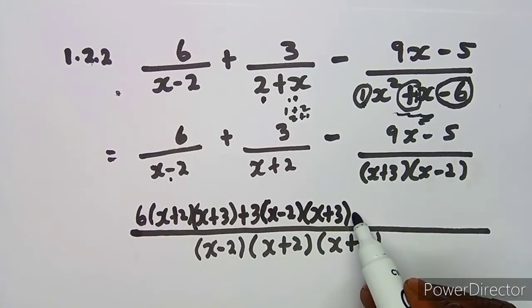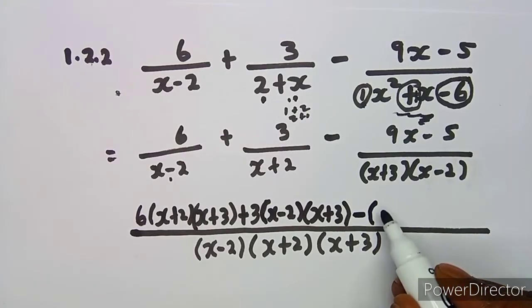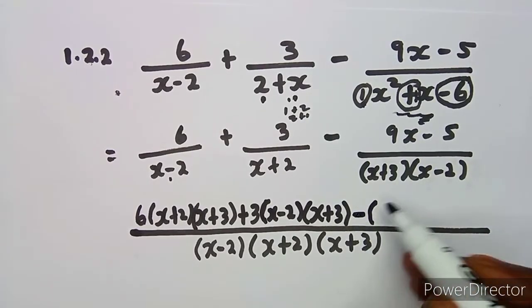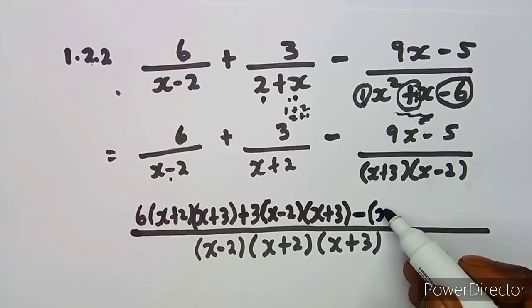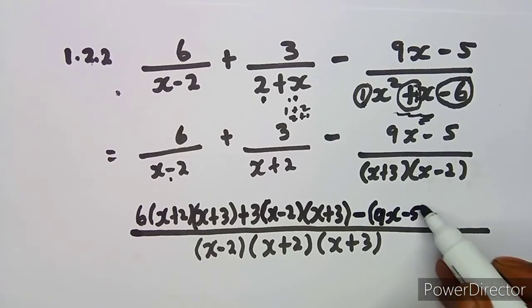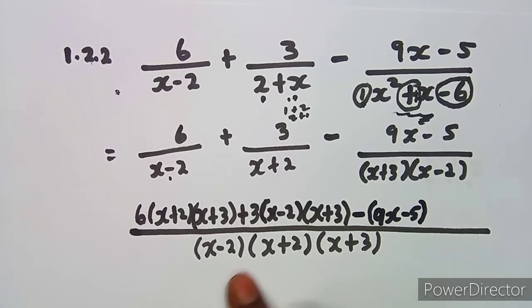All right, minus, this is our expression, so let's just write this. It's supposed to be in a bracket because it's minus, and this is 9x minus 5. It's an expression, so you write it like this, minus 9x minus 5 in a bracket like this. Okay, times whatever that you're going to have.